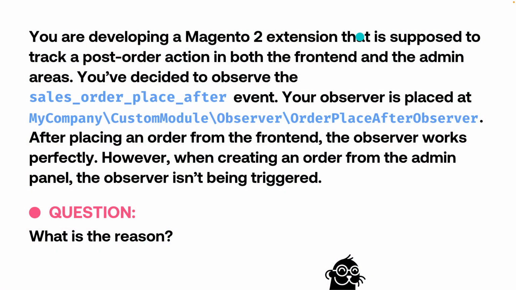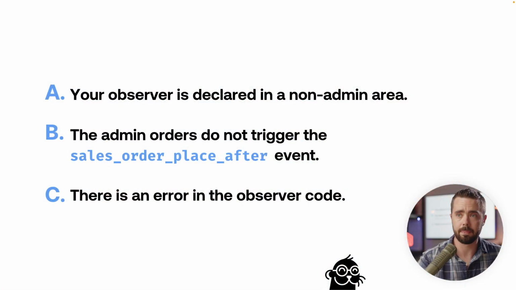You are developing a Magento 2 extension that is supposed to track a post-order action in both the front end and the admin areas. You've decided to observe the sales order place after event. After placing the order from the front end, the observer works perfectly. However, when creating an order from the admin panel, the observer isn't being triggered. What's the reason? Well, we have, as always, several different options for our answers. And let's see what these options might entail.